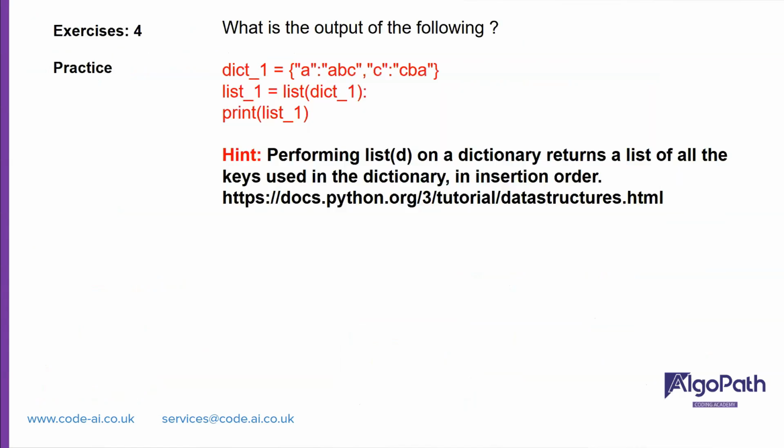Okay, exercise 4. Stop the video if you want to try this on your own. What is the output of this particular code? So I'm starting with the dictionary here. I'm making a dictionary here. I have A as being ABC. I have C being CBA. And then list 1 is I convert the dictionary into a list and then I print the list. What do you think that's going to produce? Well, as you would expect, it produces A and C, which can be seen as being the key pairs of both words.